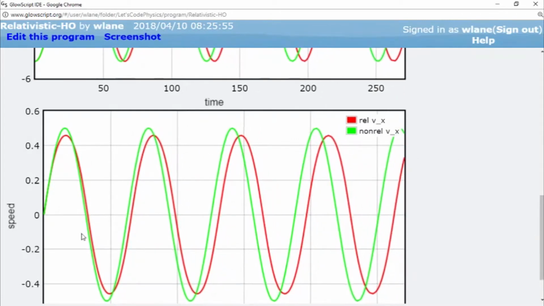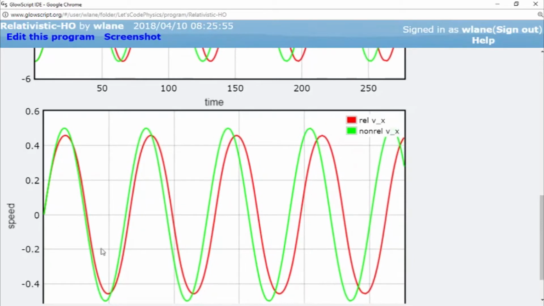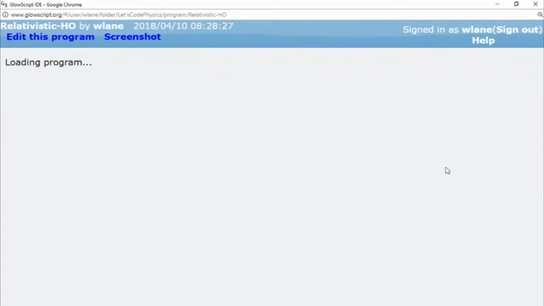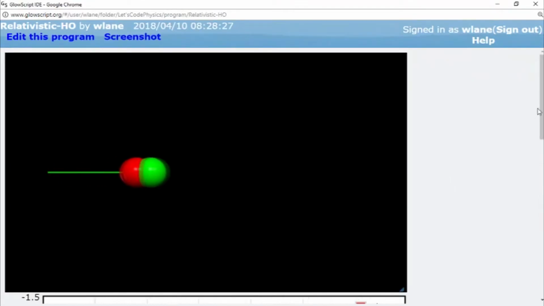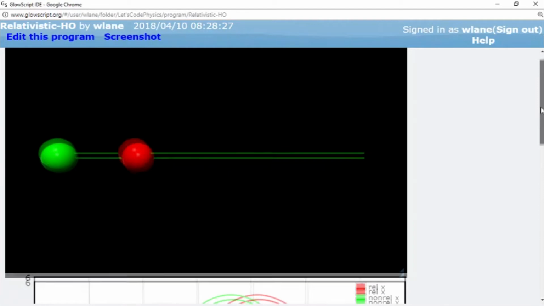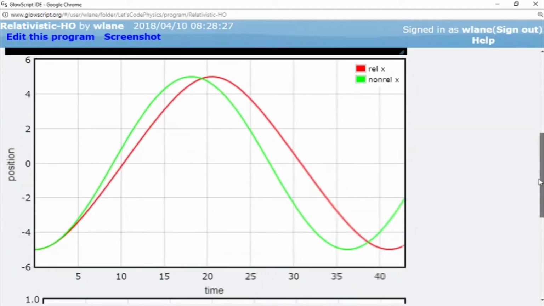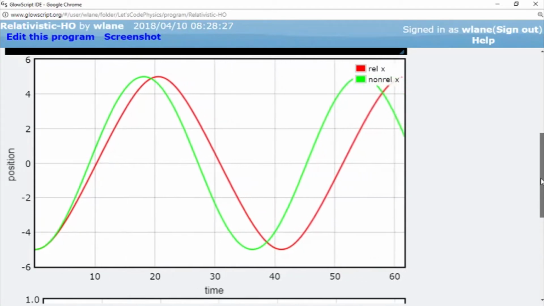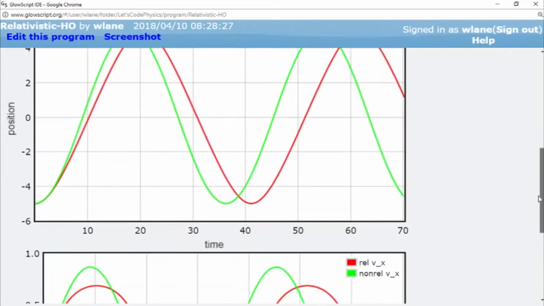Now, it's kind of hard to see that effect here because it's a relatively weak spring. If we make our spring stronger, so let's triple the spring stiffness, we're going to see that effect pronounced even more. So again, they're both moving faster now because a stronger spring has a shorter oscillation period. Here we've got our position versus time graph. Again, the red object, because of its relativistic nature, is lagging behind the green one.